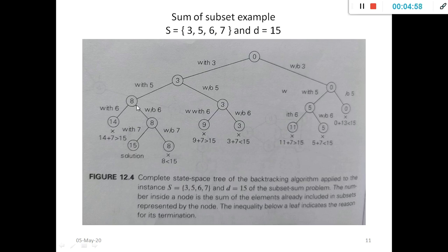Now follow the next path without 6. Then without 6 you will remain at the same value as 8. Then again two possibilities: with 7 you will get 8 plus 7 as 15, and this is the desired solution because you are expecting D is equal to 15. 8 plus 7 is 15. And one more possibility is without 7, it remains 8 itself, and 8 is less than 15.